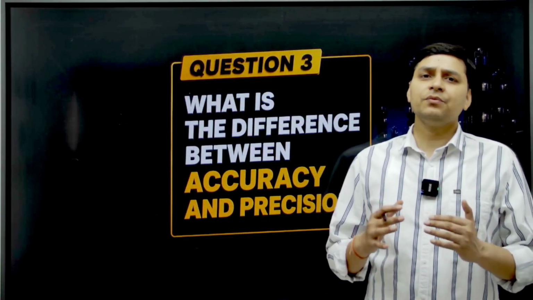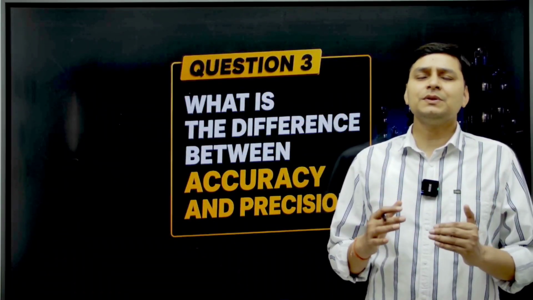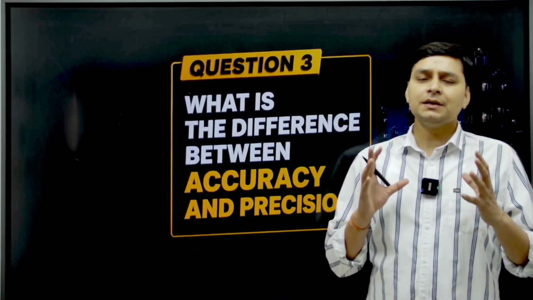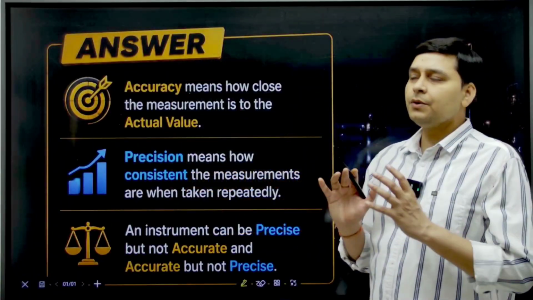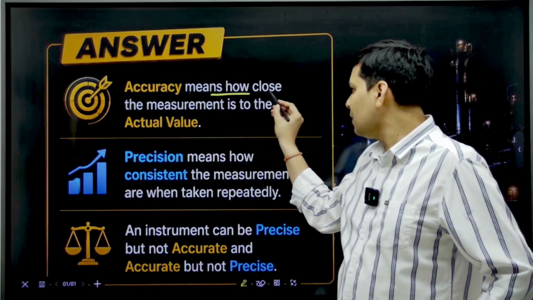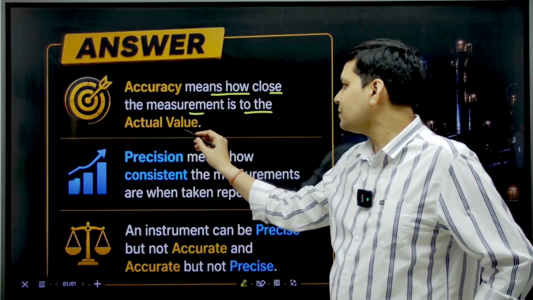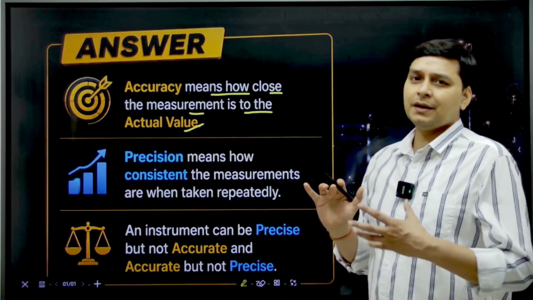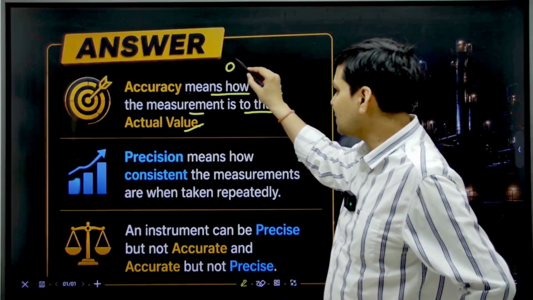Next question, another very important question. What is the difference between accuracy and precision? It is also a confusing question. If we talk about accuracy, accuracy means how close the measurement is to the actual value. Suppose we are taking a transmitter and its range is 0 to 10 bar.